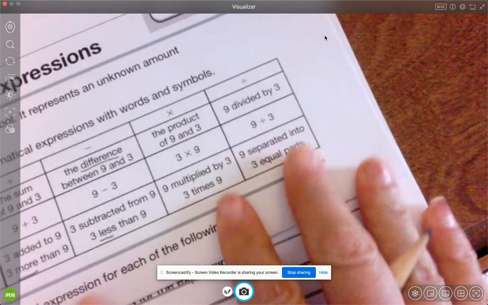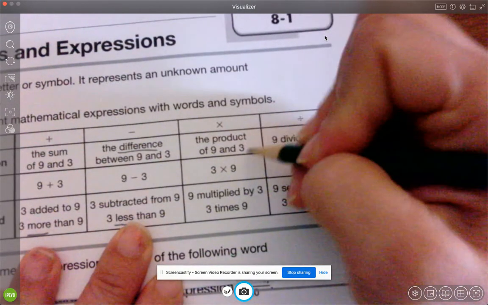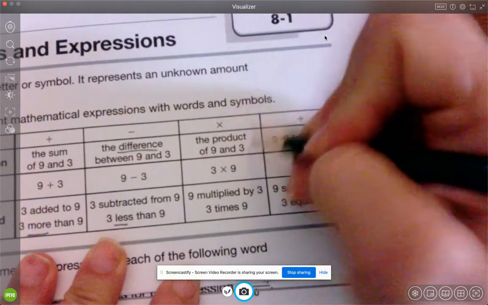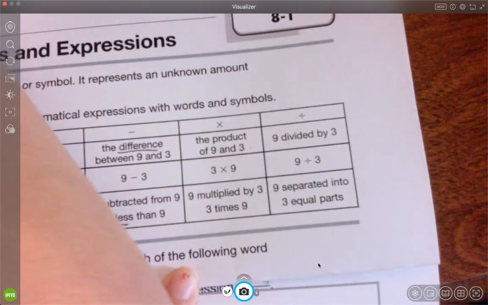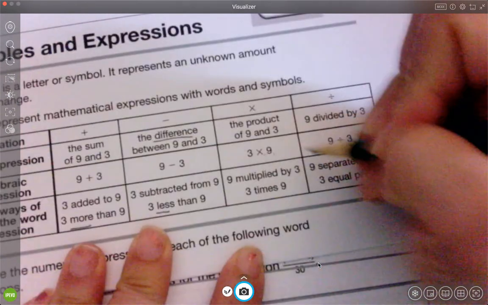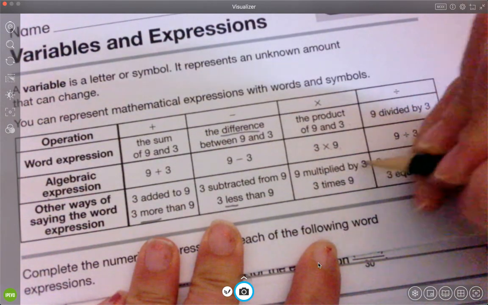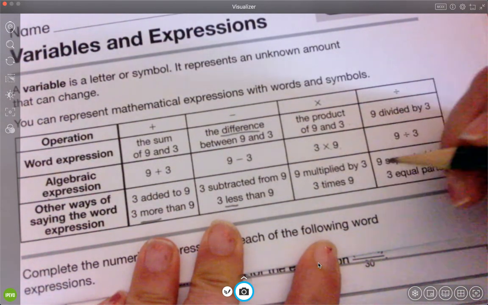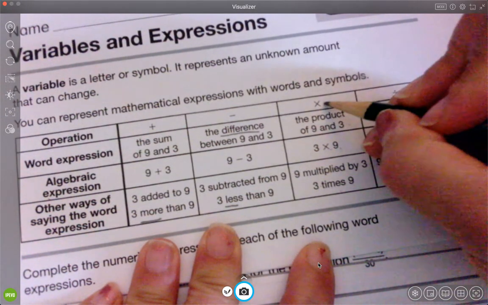What about multiplication? The product of 9 and 3. I'm going to hide this down here, sorry. We also have 3 times 9. That's our expression. We're looking at our expressions. Or 9 multiplied by 3, or 3 times 9. Those are all different ways we can say multiplication statements.